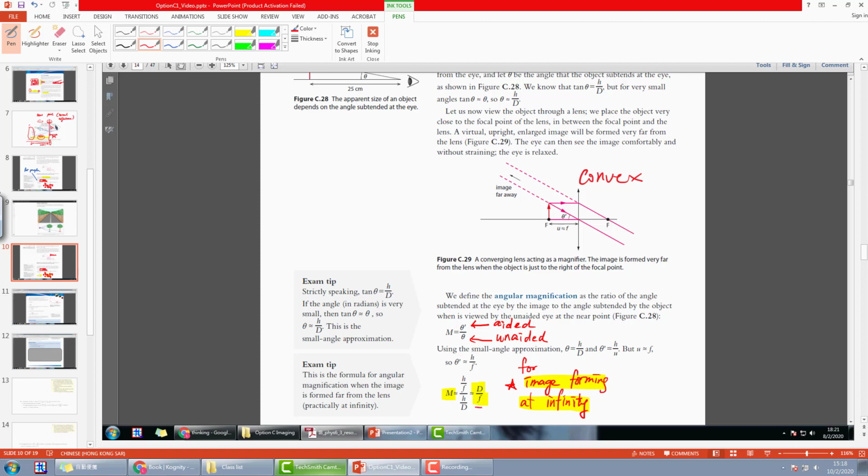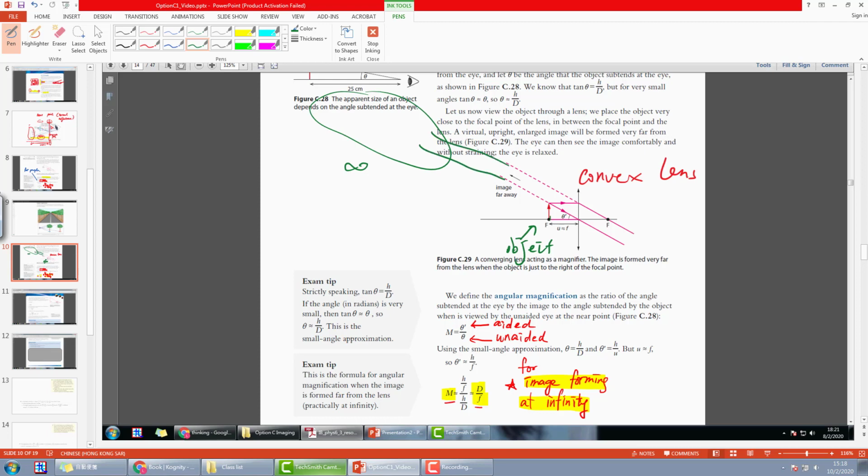We would have this equation to represent the angular magnification. The first thing you need to recall is that for a convex lens, if you want the image forming at infinity, according to what you learned, you have to place the object exactly at the focal length f. Then the image will be forming somewhere at infinity, all the way here.